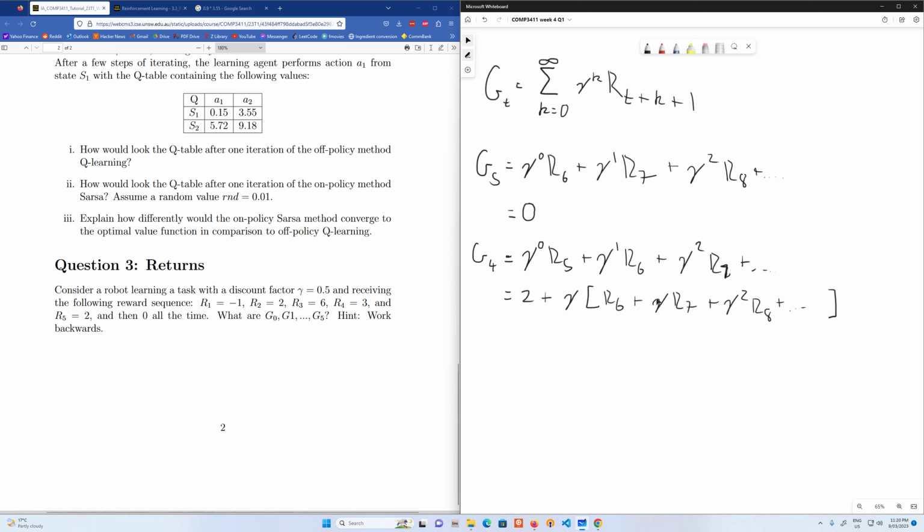Now, if we look closely at the expression in the brackets here, we'll notice that it's exactly the same as the expression up here for G5. So we can see that really G4 is just the reward at step 5, plus the discounted value that we got from the next one, G5. So this reduces down to 2 plus 0.5 times 0, which obviously equals 2.